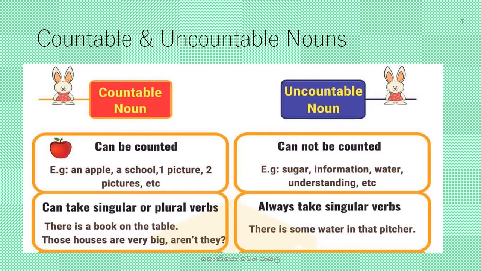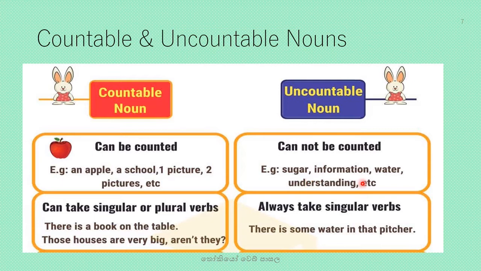On the other hand, what are uncountable nouns? Uncountable nouns we cannot count. As an example, sugar. If we consider only a small amount of sugar, maybe only a little, we can count the number of crystals. But in general, when we talk about sugar, we cannot count. Even the sand, we cannot count.